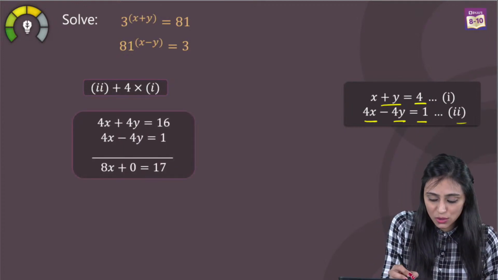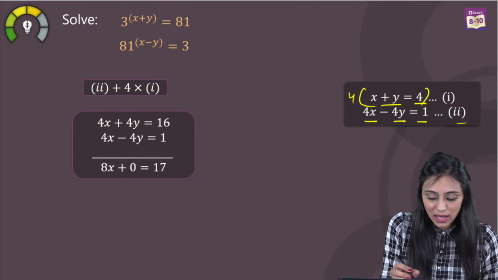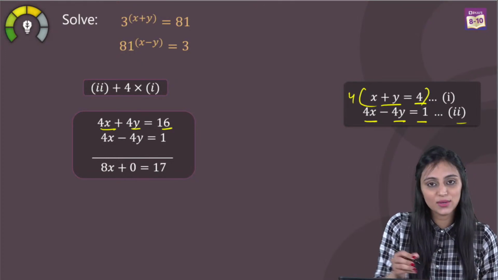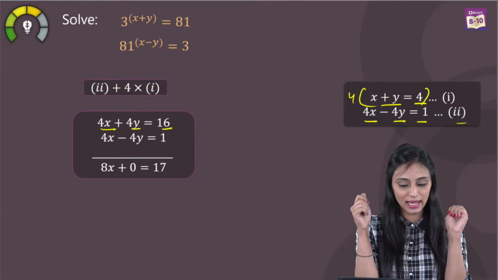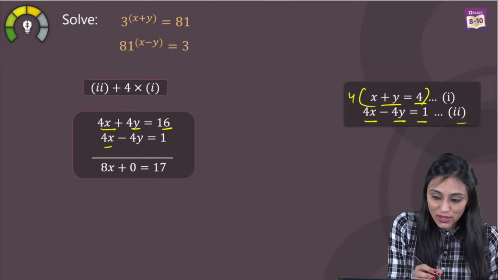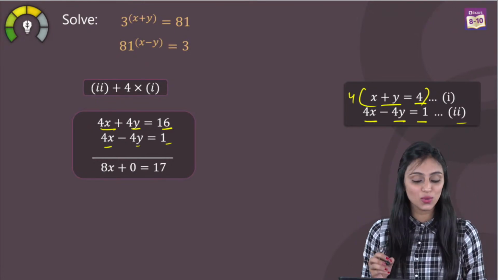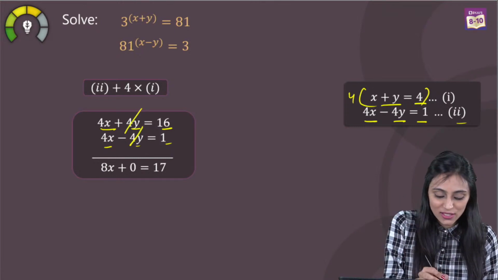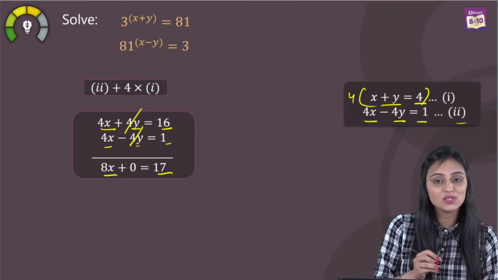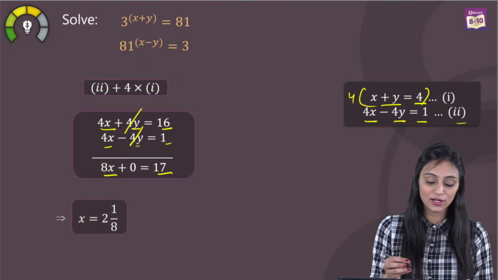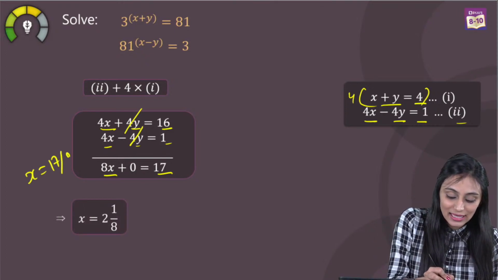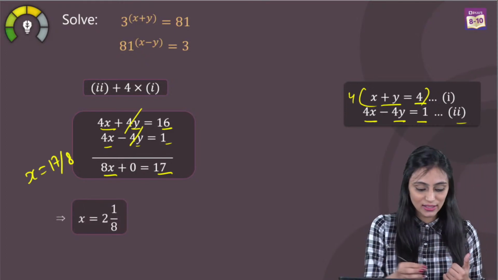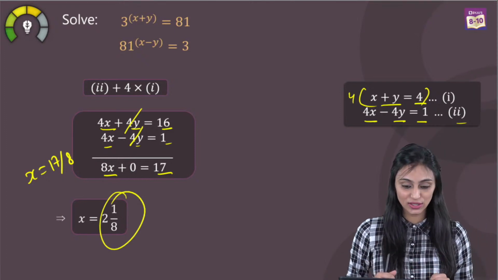Once you multiply by 4, this becomes 4x plus 4y is equal to 16. It is multiplied with the entire equation that we have. The second equation is 4x minus 4y equals 1. So if I add these equations, the y terms get cancelled out. 4x plus 4x is 8x, and 16 plus 1 is 17. From here we get the value of x, that's going to be 17 by 8. Once you divide it, you get 2 1 by 8. That's the mixed fraction that you have.